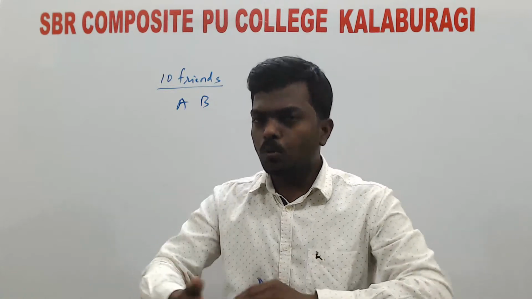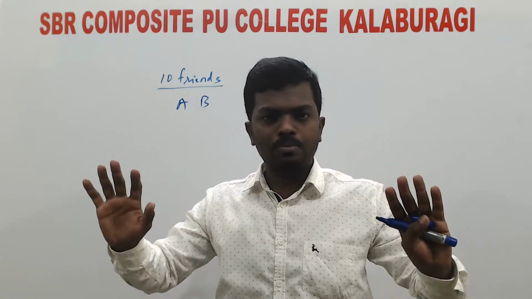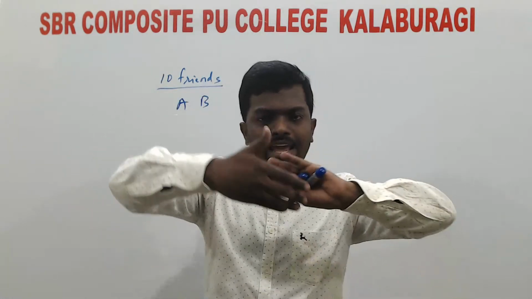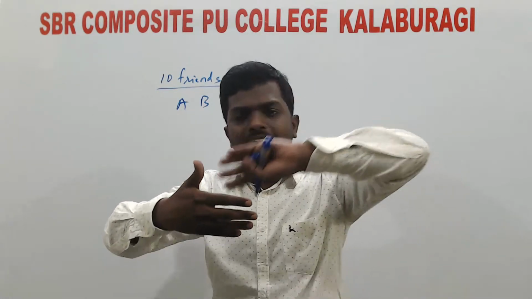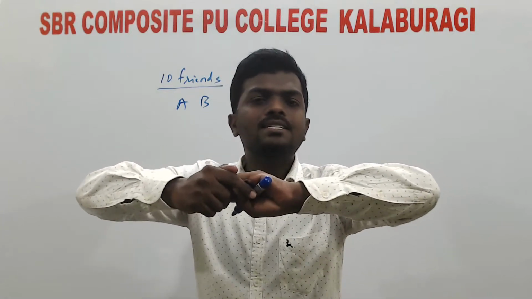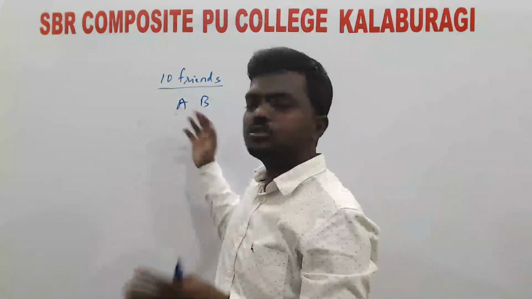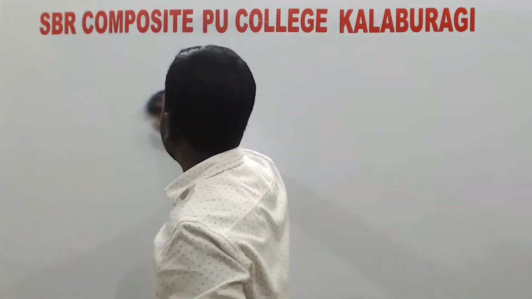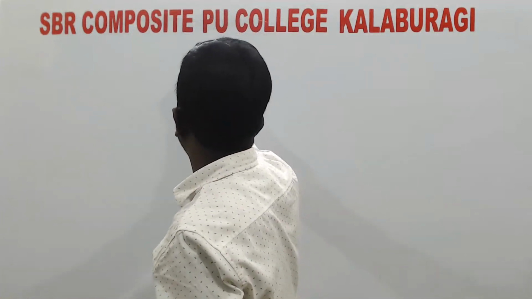We need two persons for a handshake, right? So either A shakes hands with B or B shakes hands with A. Both are the same, one and the same. Here order doesn't matter, right? So this is also one of the cases of a combination.